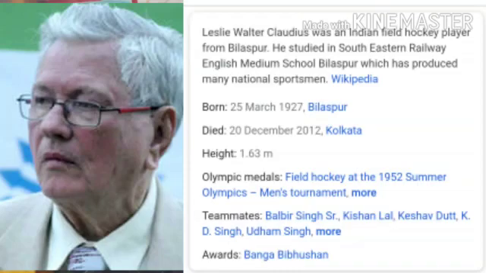His name is entered in the Guinness Book of World Records for having won the maximum number of Olympic medals in hockey: 3 gold and 1 silver. Claudius was awarded the Padma Shri in 1971 for his contribution to Indian hockey.